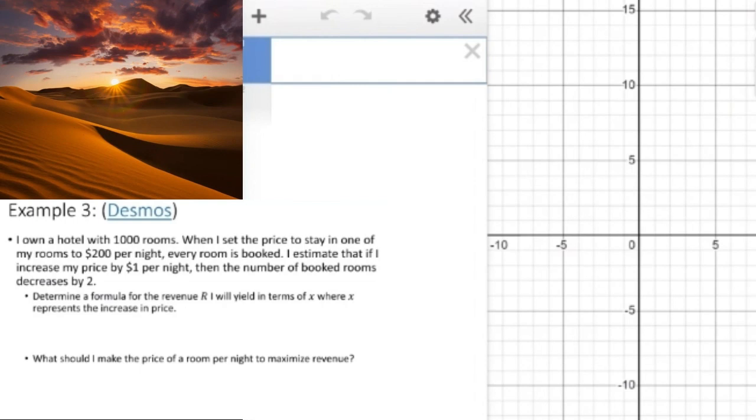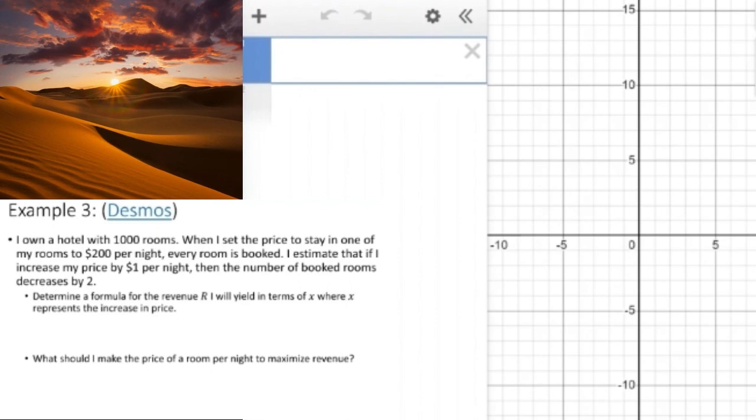I own a hotel with 1,000 rooms. When I set the price to stay in one of my rooms to $200 per night, every room is booked. I estimate that if I increase my price by $1 per night, then the number of booked rooms decreases by 2. First, we're going to determine a formula for the revenue, R, I will yield in terms of x, where x represents the increase in price.